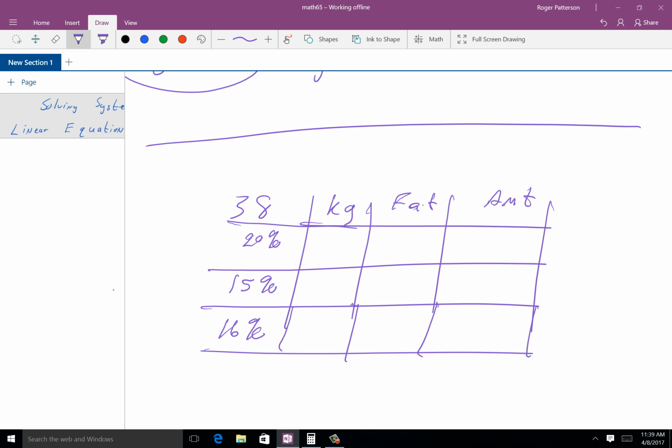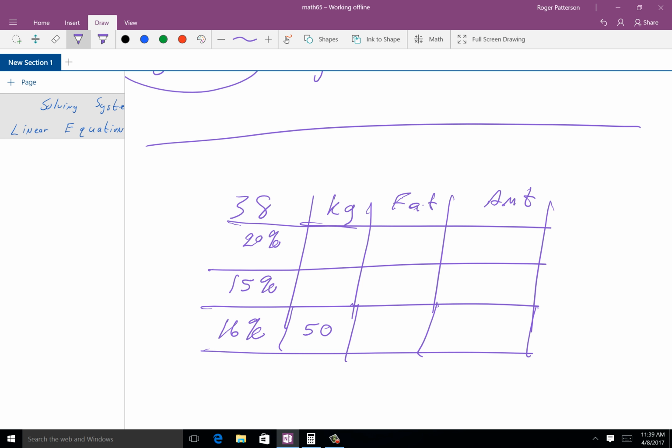And there was a different way of doing them. Okay. A candy company needs to mix 20% fat content chocolate with 15% fat content chocolate to obtain a mix of 16%. That mix is going to be 50 kilograms. So that's why they have 50 right here, because that's what they're trying to get. All right?